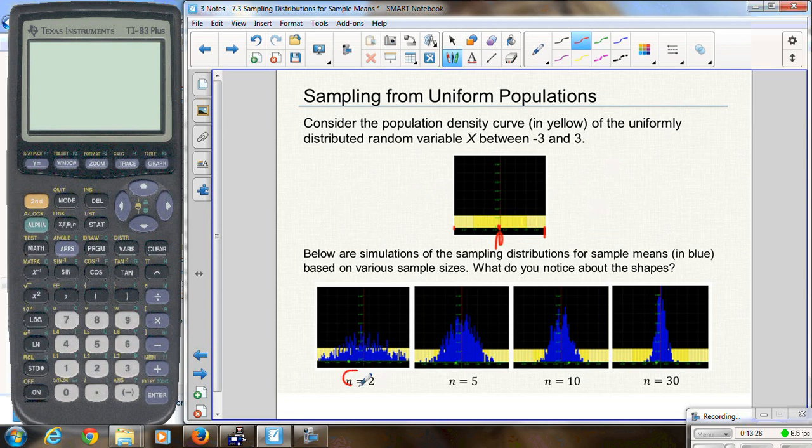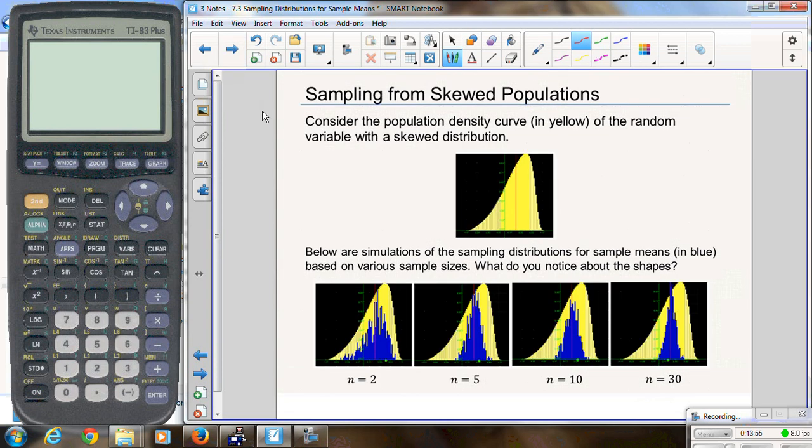If I start taking a sample of size 2, notice that my sampling distribution, or the simulation of it, is no longer uniform. It's looking like it's bell-shaped and symmetric. And as my sample size increases, by the time I get to a sample size of 30, the distribution is very clearly bell-shaped and symmetric. It's still centered at the same place as the population, and the spread is much less. And that might make a little bit of sense because it's a symmetric population to start with.